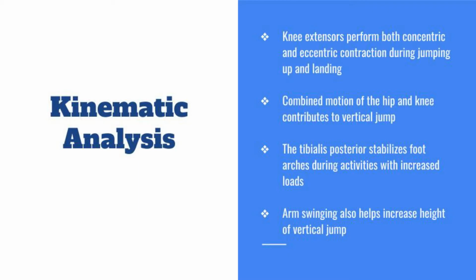Arm swinging also helps increase the height of the vertical jump. The arm swinging motion in the vertical jump produces a momentum that causes a slower shortening velocity of the hamstrings and gluteus muscles, which enables these muscles to produce greater force with a better force-velocity relationship.